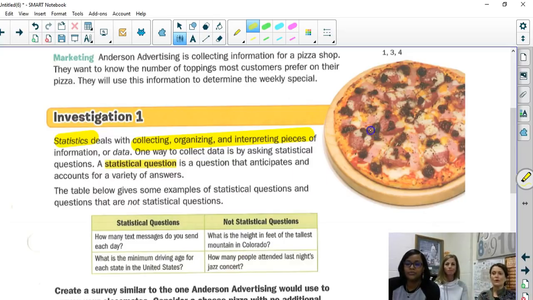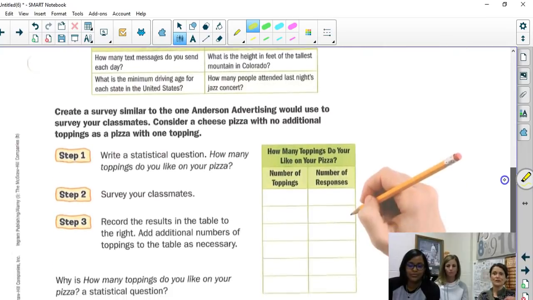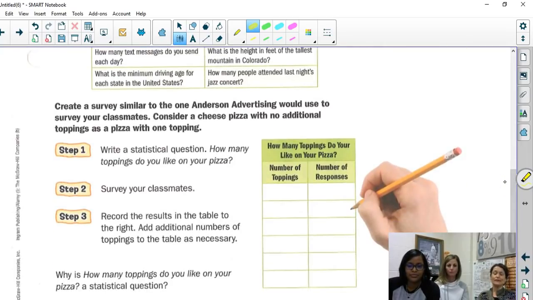Okay, so we kind of have an idea of what makes a good statistical question and what doesn't. We cannot have just one answer. So here's a little example. You're going to do a bigger part of this on your data project, but this says to create a survey like the one Anderson Advertising would use to survey your classmates. Consider a cheese pizza with no additional toppings. Write a statistical question. How many toppings do you like on your pizza?